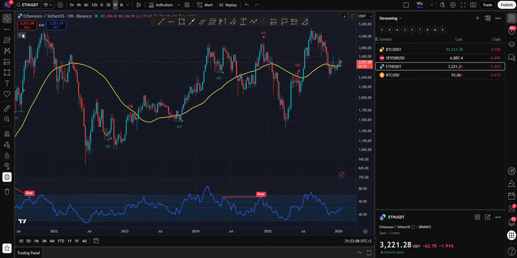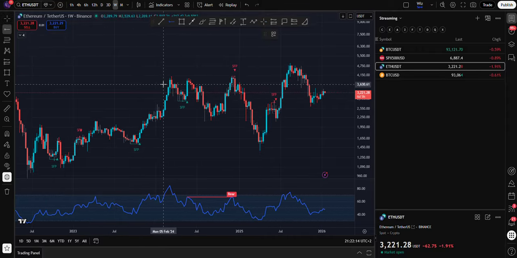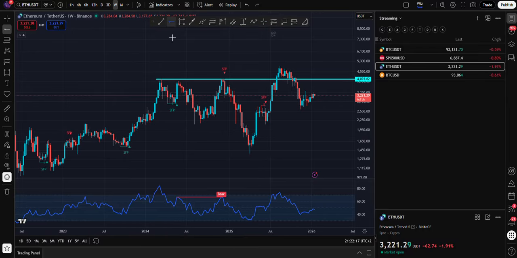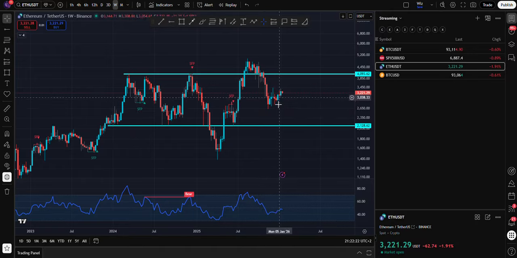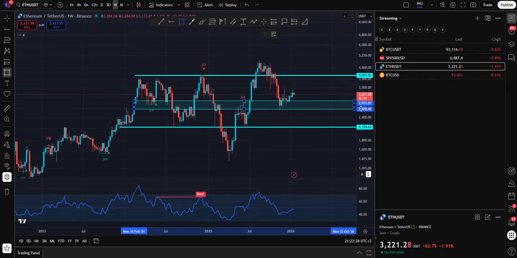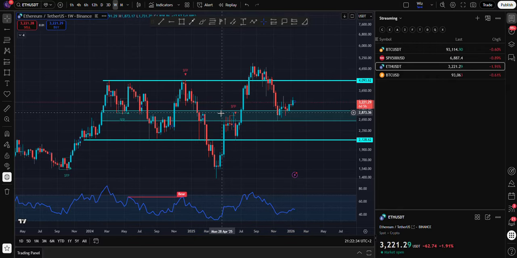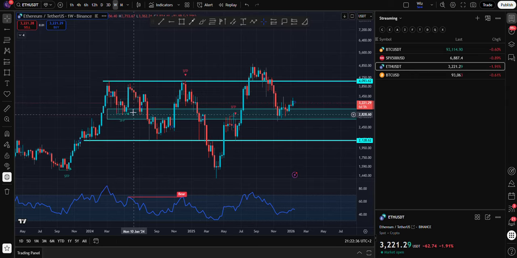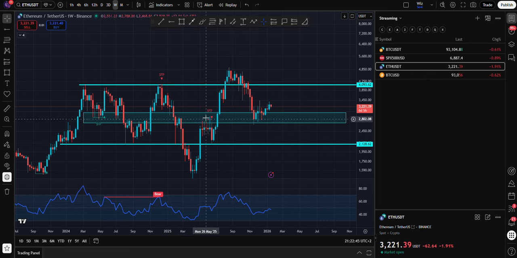Let's move on to Ethereum. So Ethereum, let's draw the range here. Here we have the range highs, and here we have the range lows. It's been trading here for 2 years. And we also have this mid-range here, which acts as a very crucial pivot point. So sometimes it acts as support, as you can see here. Sometimes it acts as resistance, and then again resistance here as well.